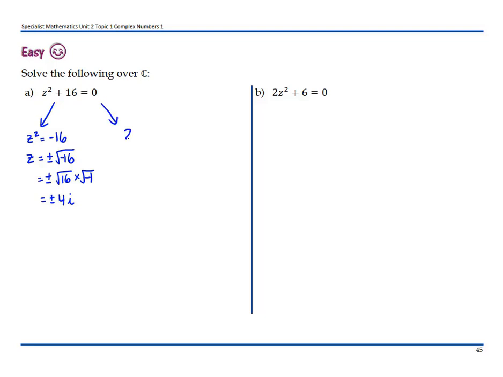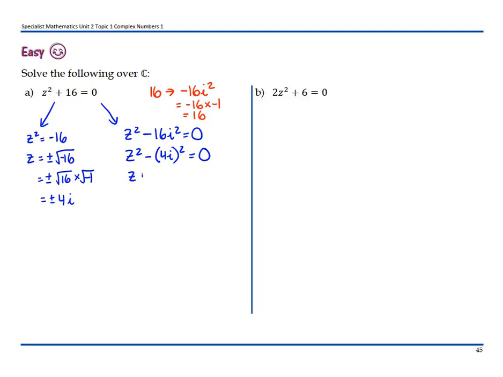Alternatively, I can factorize. I can only factorize where I have a minus in the middle. So I change 16 to negative 16i squared. They're the same thing because it's negative 16 times negative 1, which is 16. So instead of putting 16, I'm going to put minus 16i squared equals 0. Now I can factorize it because I've got the difference of two squares. If it helps you, I'll do the intermediate step here: z squared minus 4i all squared equals 0. You don't need to do that step though.